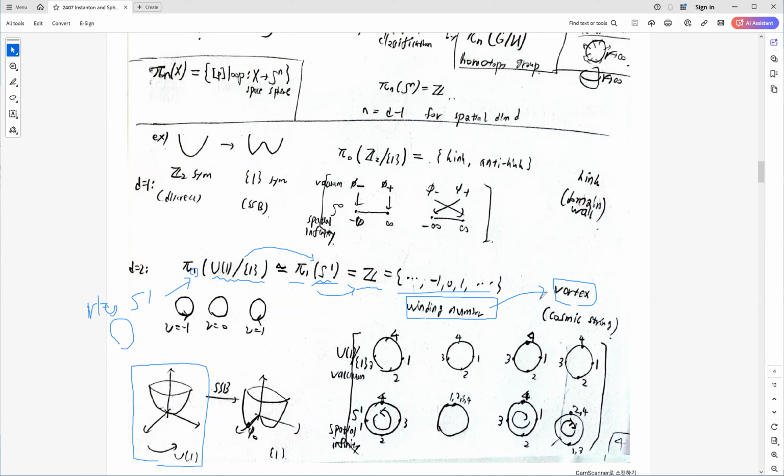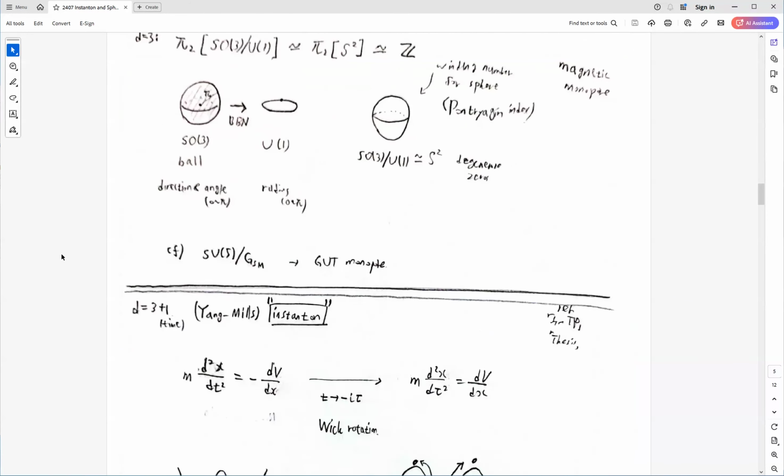So there are the spatial infinity S1 and the degenerate vacuum U1 over 1. Each winding number represents how much the vacuum rotates for one cycle of the spatial infinity. So we can assign winding numbers 0, 1, and 2, and for winding number 2, there are 2 cycles of the vacuum for the spatial infinity. There are some continuity conditions for this loop in the homotopy group, and such a vortex is often called a cosmic string in cosmology. So there are only 2 things that remain, but I will talk about these in the next video.